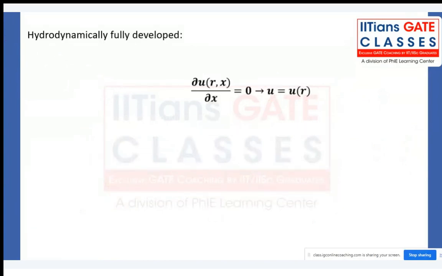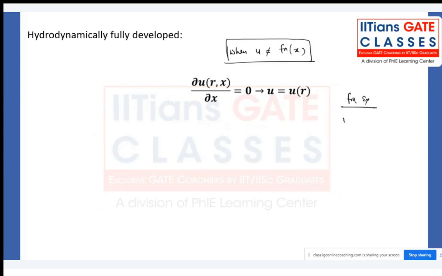For hydrodynamically fully developed flow, dou u by dou x will be zero, because when u is not a function of x, obviously dou u by dou x will be zero. For example, u is nothing but u maximum into 1 minus r whole square. When you do the differentiation, dou u by dou x is zero.